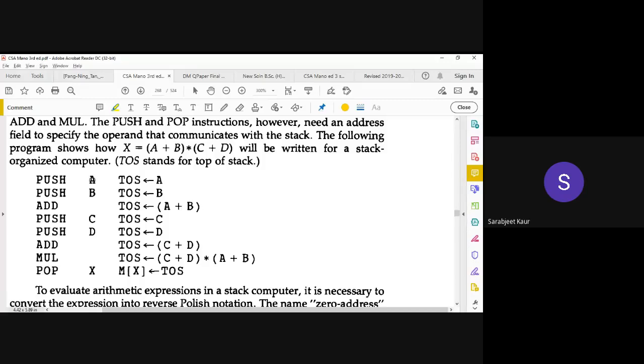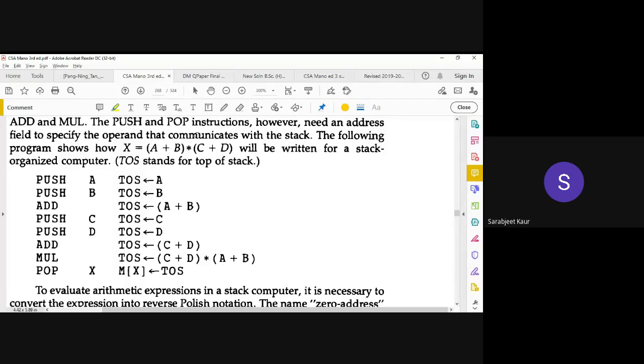When I say this, what happens? A goes to the top of the stack. TOS stands for the top of the stack. Then push B. Then I'll simply say add. Please see, no address is required now. I'm simply saying add. It becomes a zero address instruction. So add: automatically A and B are popped from the stack and added, and their result is stored back on the top of the stack.